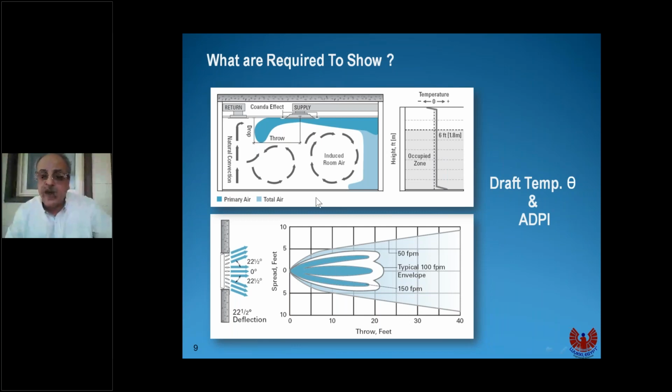Adding to this, the local air velocity is very important. The induced air, and we call here the room air that penetrates inside the air coming from the jet, which is delivered from the supply outlet. Okay, this is what we call the induction ratio. All this together, we express in two equations: the draft temperature theta and the air diffusion performance index. This means that we will use this factor to validate or to guide us, okay, whether our CFD simulation is going in the correct way or not.